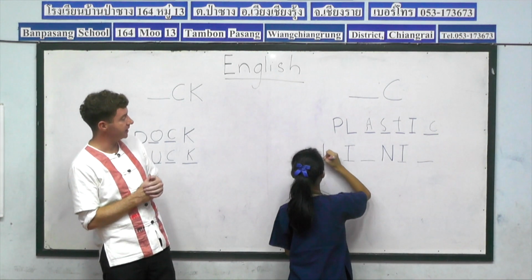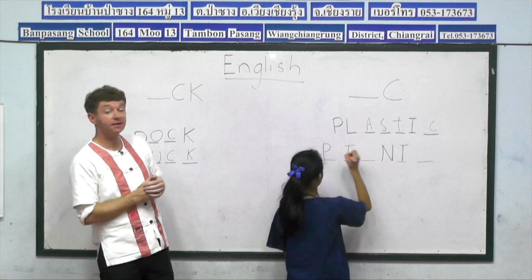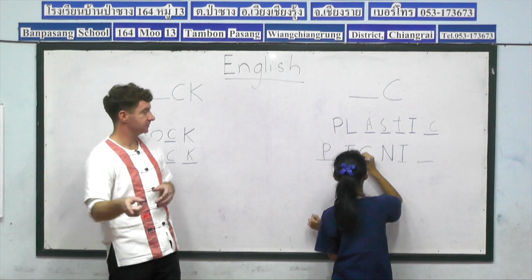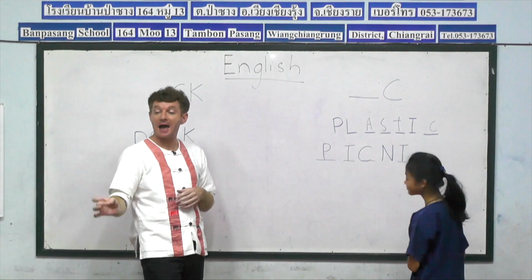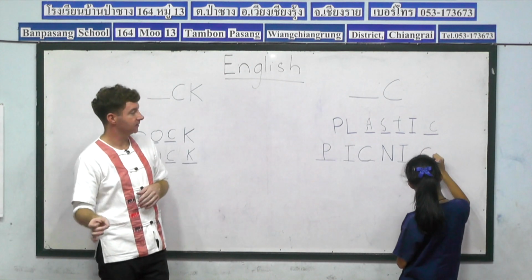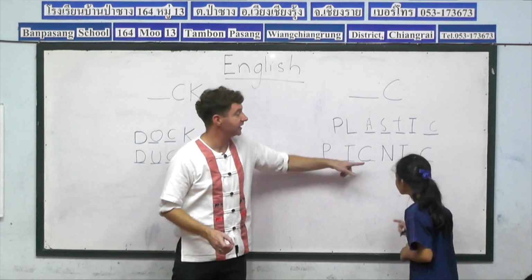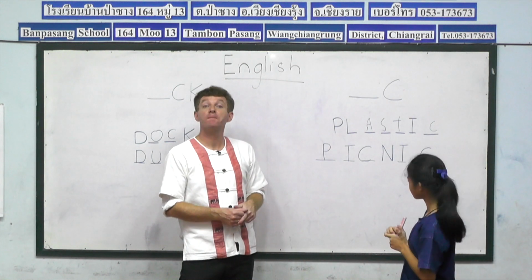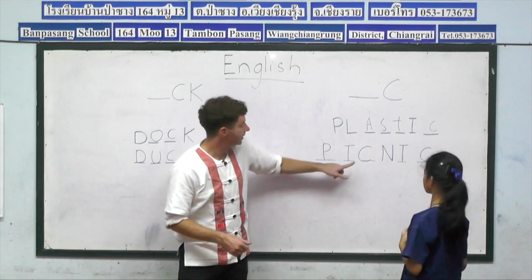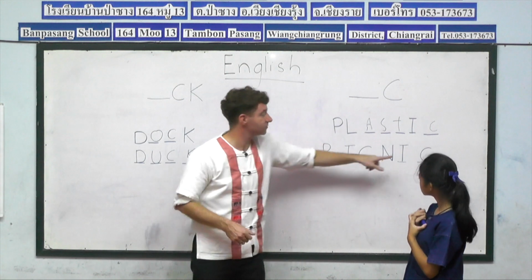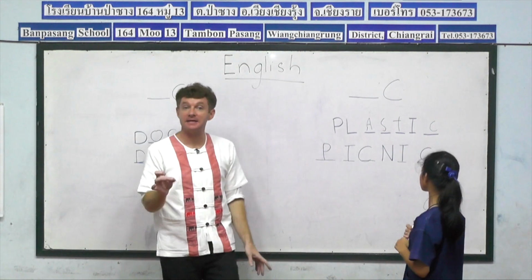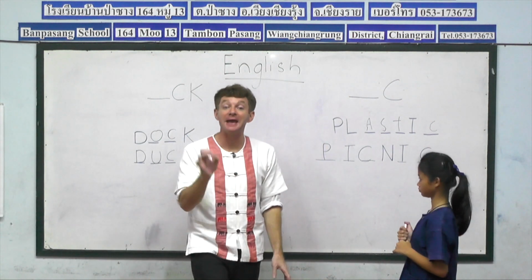We have P, I, C, again, N, I, C. So this word, picnic. Picnic. So you see the C sound comes twice, in the middle and at the end. One more time, guys. Picnic.